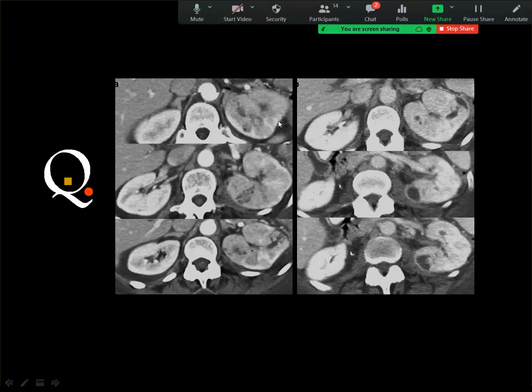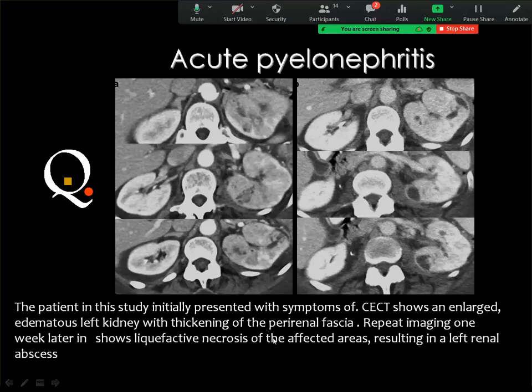The left kidney is swollen and the function is poor, and you got some stranding of the perinephric fat, and the start of the formation of renal parenchymal abscesses, and these are small pockets of fluid-like density surrounded by marginal enhancement. And this is diagnostic of acute pyelonephritis on the left side. Good.